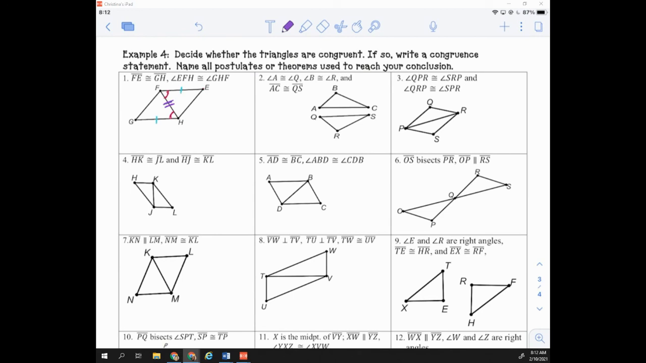Now I'm going to put 2 tick marks there since we're already using the 1 tick mark to show that FE is congruent to GH. The reason I'm using another set of tick marks is because we're just using it to show that FH is congruent to itself, because that side is shared between both triangles. So now let's take a look.